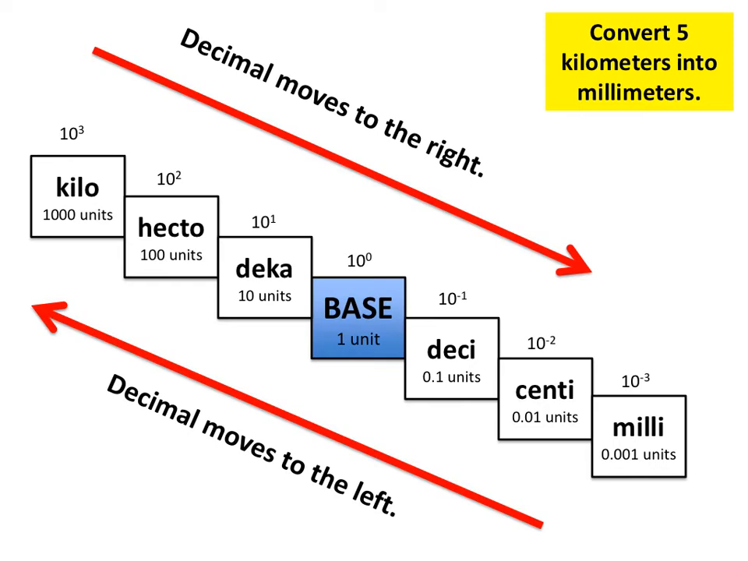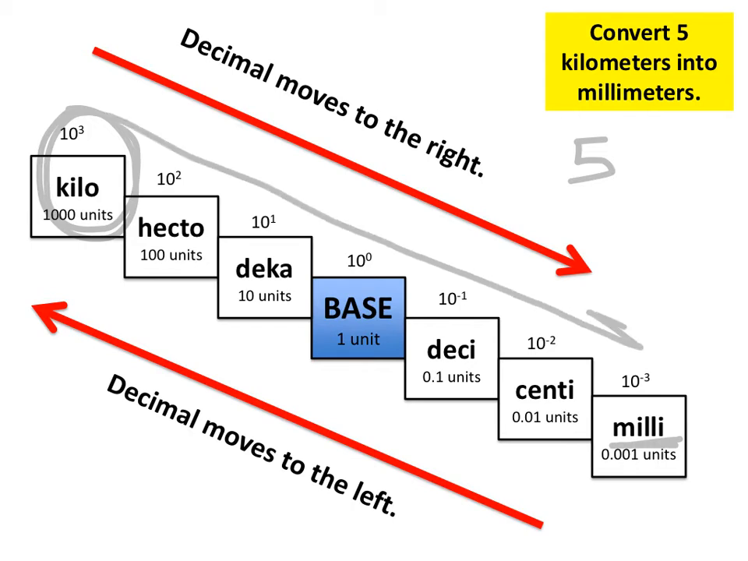Let's go back to our problem that I gave you. Convert 5 kilometers into millimeters. All you have to do here is count. Okay, we're starting with 5 kilometers. So you start right here at kilo. And we know that we're going all the way down here to milli. So we know already that we're going to be moving our decimal point this direction. We can say 5 or 5.0 means the same thing, okay, in terms of the amount.